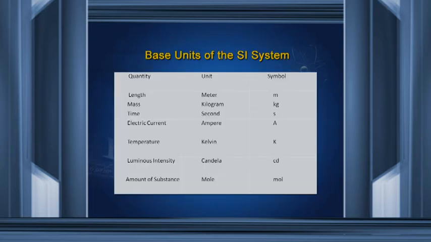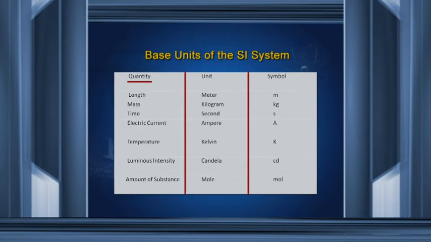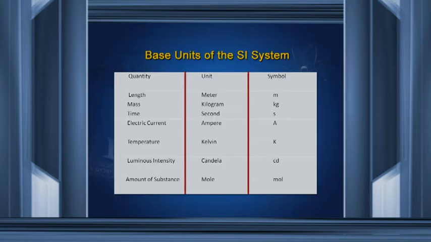This table shows base units of the SI system. They are length, the unit of which is meter, and the symbol is m. You see, in the first column there are quantities, in the second column there are units, in the third column there are the symbols for these units. So, we have length, the unit of which is meter and the symbol of which is m.